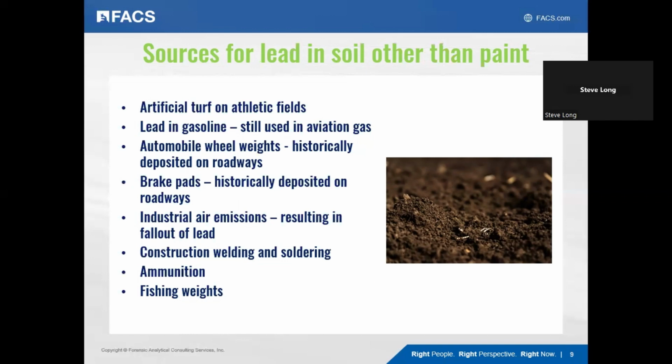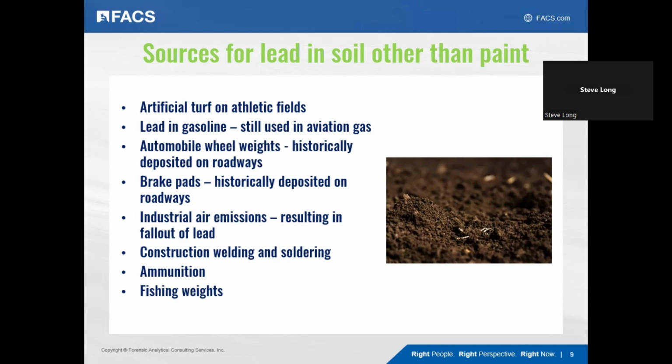For lead in soil, we have various sources. The first one here, specific to schools, is artificial turf on athletic fields. There has been some testing of this turf, and some of it has been found to have some lead, which obviously can be a subject of direct exposure and also indirectly get into the soil through wind and water runoff. There is still some lead in gasoline out there. The older piston-driven aircraft still use lead in their aviation gas.